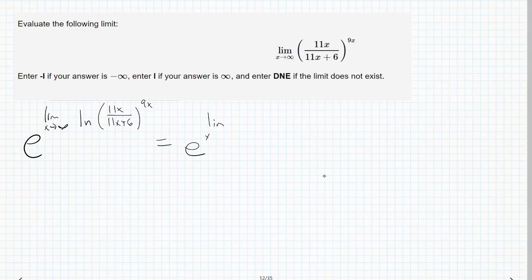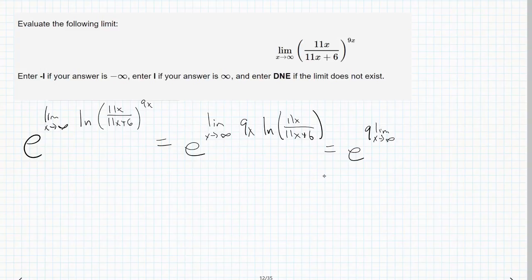limit as x approaches infinity. We can now pull that 9x down. So you get 9x natural log of 11x over 11x plus 6. Okay, so now we can pull that 9 out in front of the limit because that is just a constant and it won't be involved in our derivative. But with the x, we can't have infinity times natural log of 1 is 0, by the way. So that won't quite do it for us.